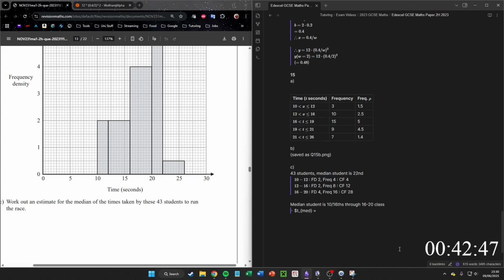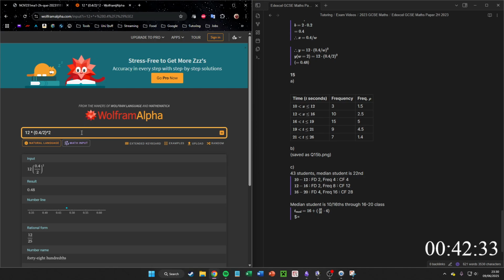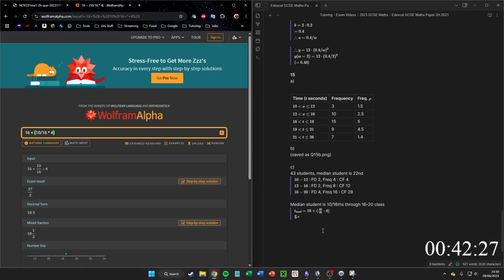So I would start with the baseline. It's got to be bigger than 16 plus 10 over 16 multiplied by the class width of 4. Again, this is something we could do perfectly well in a scientific calculator, so no problem. And that is 18.5, and that seems very reasonable. Seconds should be put in brackets around that, shouldn't I? Final answer. There we go.